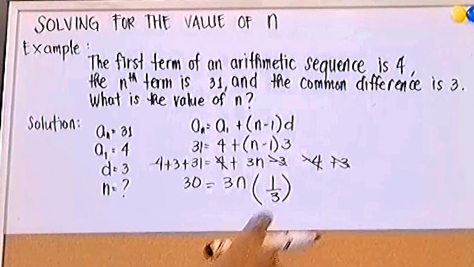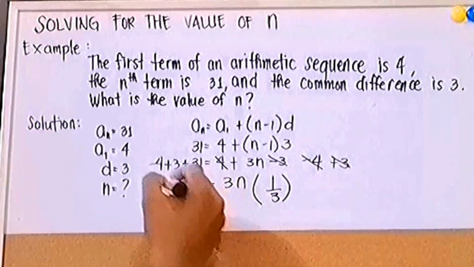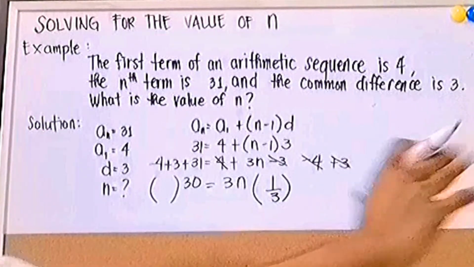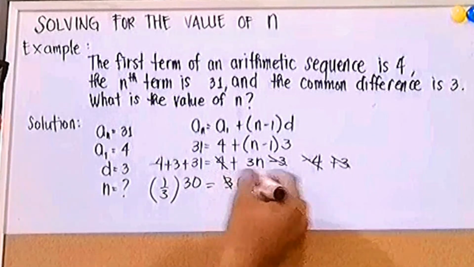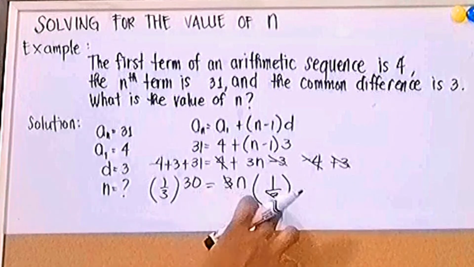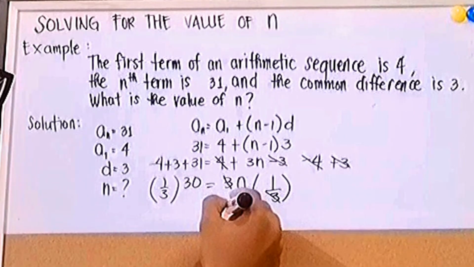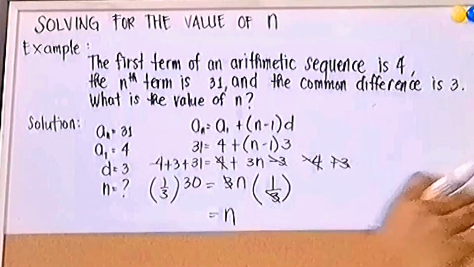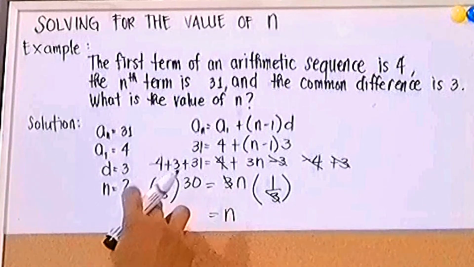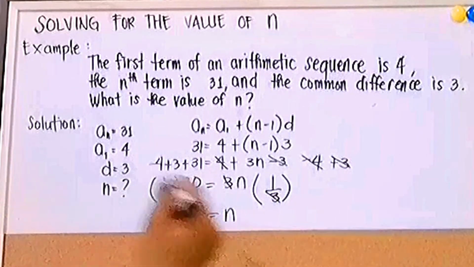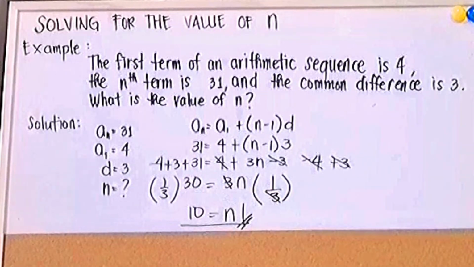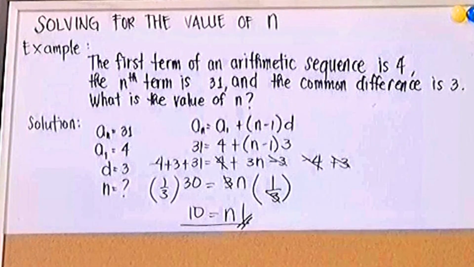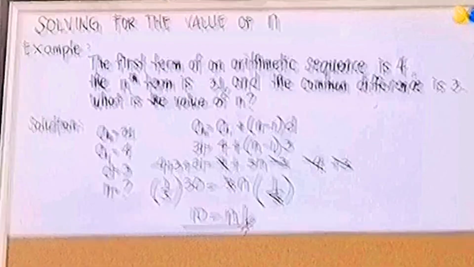We multiply that one with 1/3. What is written on one side should also be written on the other side. Now we can cancel the 3. What is left on the right side is already n, and on the left side we have 10. So the number of values or terms is 10.